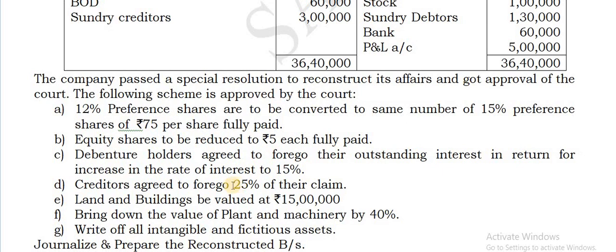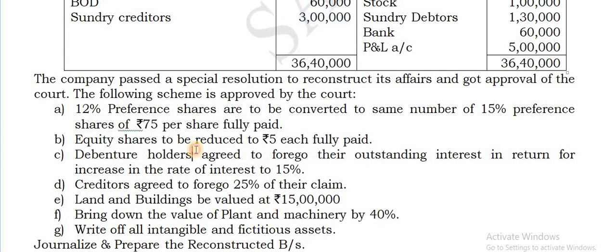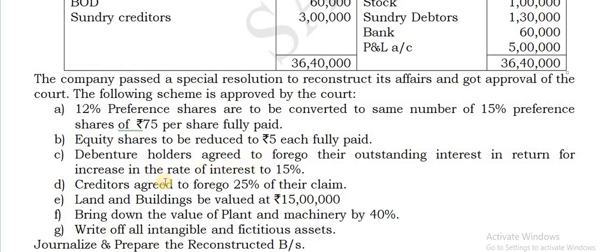Creditors agreed to forego 25% of their claim. Here sundry creditors are 3 lakhs, and 25% they are foregoing. So when writing the entry: creditors account debit to capital reduction account. How much do you take? 3 lakhs into 25%, that gives you 75,000. Then credit that.